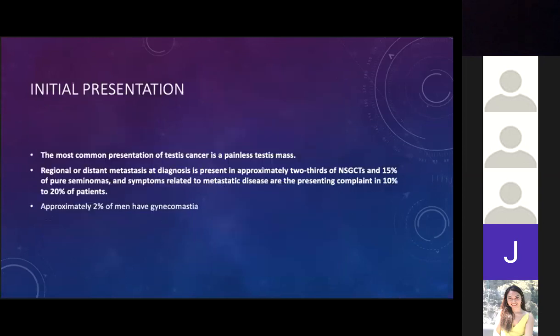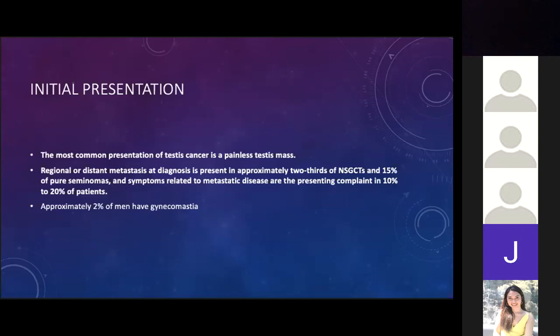So for your testicular masses, the usual presentation of testis cancer is a painless testis mass, and regional or distant metastasis at diagnosis is present in approximately 2/3 of non-seminoma germ cell tumors and 15% of pure seminomas. Symptoms related to metastatic disease are the presenting complaint in 10% to 20% of patients, and approximately 2% of men have gynecomastia. The gynecomastia may be due to elevated serum HCG levels, decreased androgen production, or increased estrogen levels.